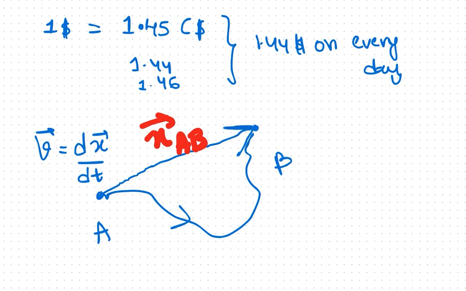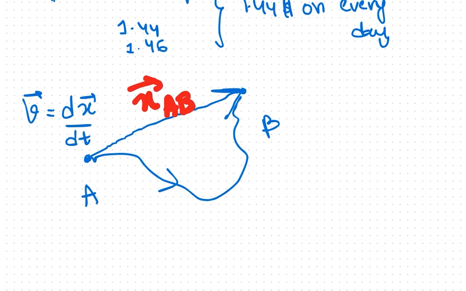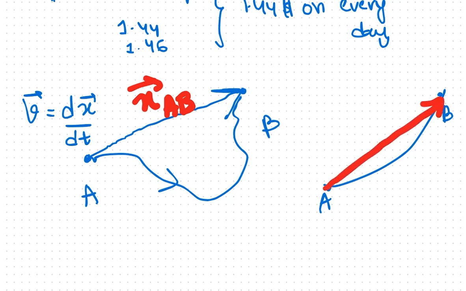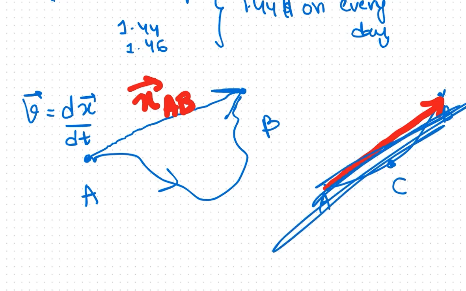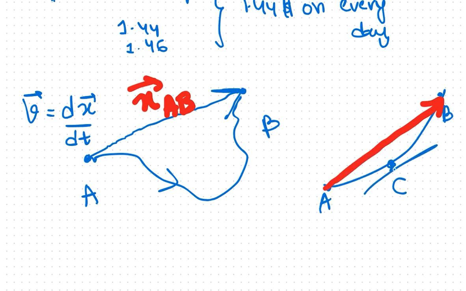Regarding instantaneous velocity, you have to consider only one specific point. So let's say a person is moving in this path, from point A to point B. If you are talking about average velocity, it will be in this direction. But if you are talking about only one specific point, this secant line becomes a tangent.